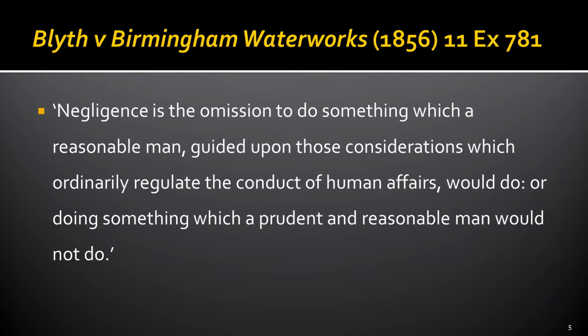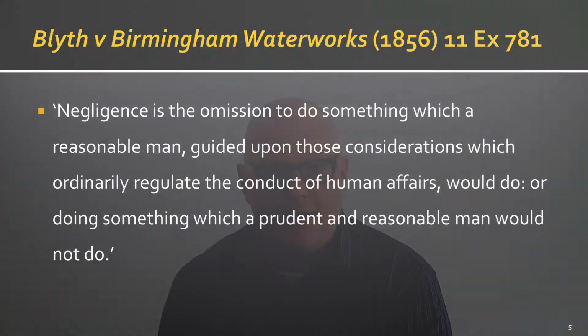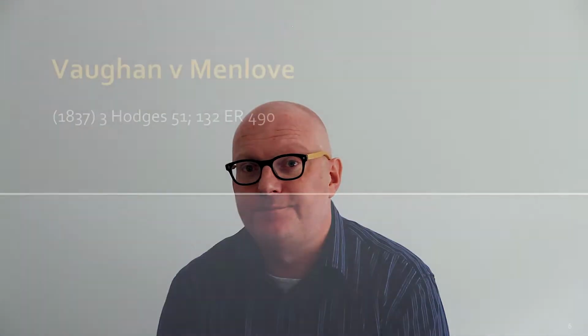Okay, and we can see this very clearly in the quotation from the following case from Blythe and Birmingham Waterworks, where it was said, "Negligence is the omission to do something which a reasonable man, guided upon those considerations which ordinarily regulate the conduct of human affairs, would do, or doing something which a prudent and reasonable man would not do." And a very clear and rather stark illustration of this principle can be seen in the following case, Vaughan and Menlove.